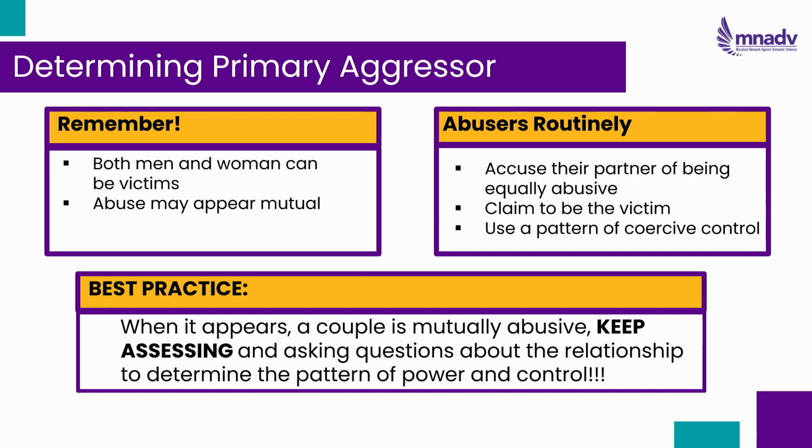What can we do? Well, we want to remember first that both men and women can be victims of domestic violence. And while the abuse may initially appear mutual, we also know that abusers routinely accuse their partner of being equally abusive. They're going to claim to be the victim, and they're using a pattern of coercive control. So the best practice is when it appears that a couple is mutually abusive, we want to keep assessing that situation and asking questions about the relationship to determine the pattern of power and control.